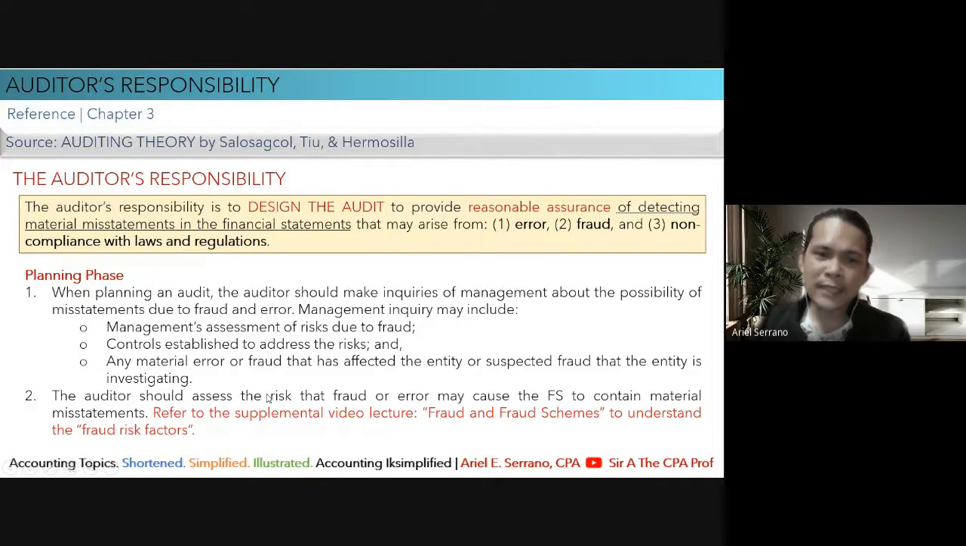The auditor should assess the risk that fraud or error may cause the FS to contain material misstatements. Okay? And remember, when we are talking of assessment of risk, meron kasi tayong tinatawag na fraud triangle. Ano ba yung mga considerations natin dyan? Or ano ba itong fraud triangle na ito? Ano ba yung mga fraud risk factor? Now, for that one, yung video lecture before this one, yung nilink ko na fraud and fraud schemes, it discusses your fraud risk factors. Ano ba itong tinatawag natin na fraud risk factors? Okay, so it may help watching or studying that video lecture.